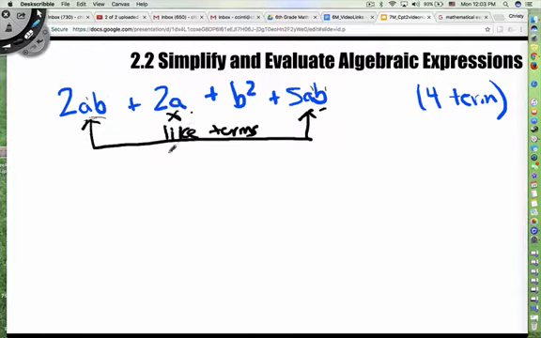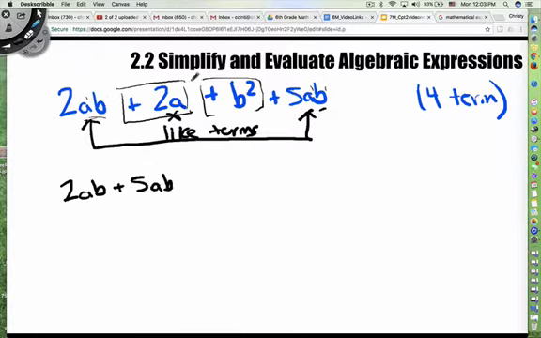Okay, like terms. So what we would do is rearrange them using the commutative property: 2ab plus 5ab. Remember that we keep these together. The addition sign in front of it is kept together. If this was a subtraction sign, we would keep that together.